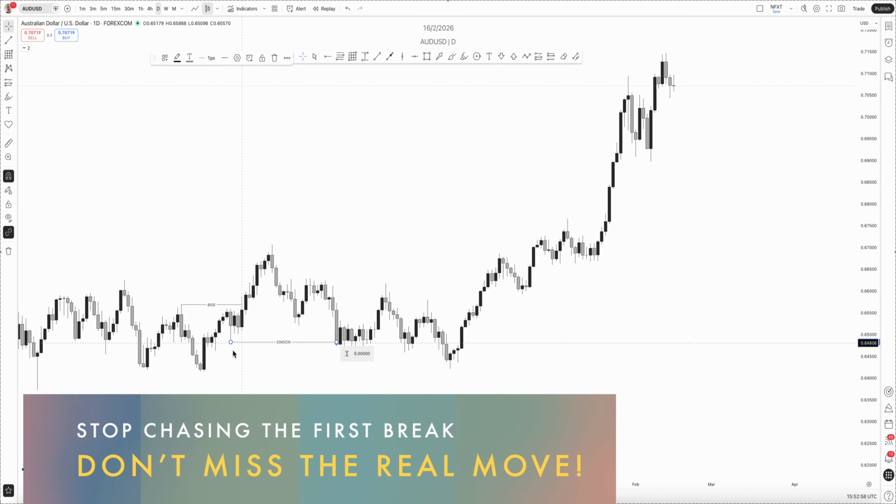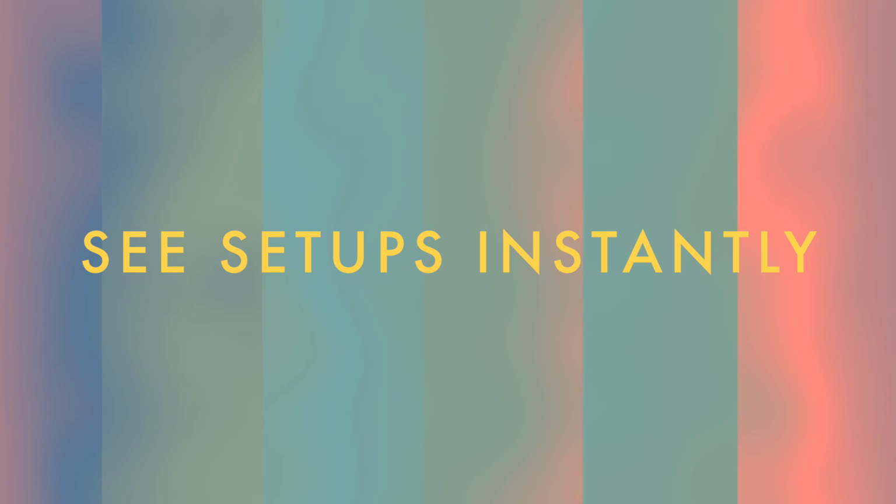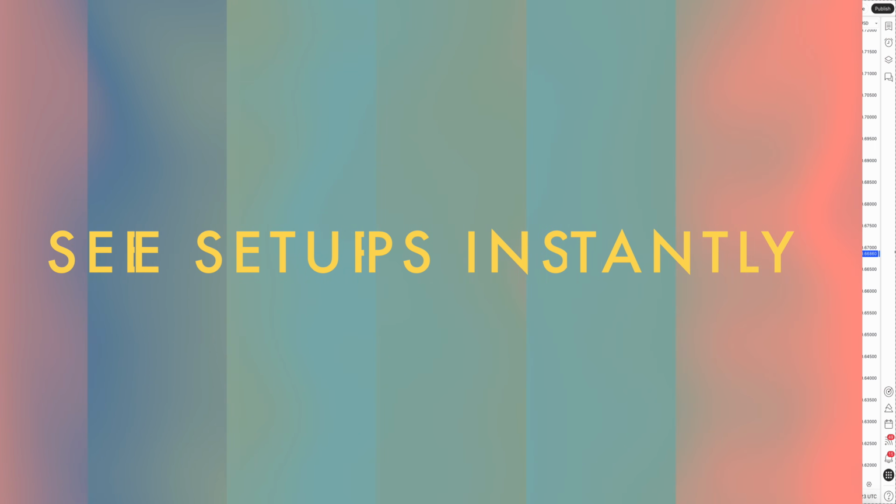Most traders chase the first break and miss the real move. The second break locks in the strongest structure. Spotting it fast gives you the clearest setups. I'll show you how to see it instantly and act with confidence.